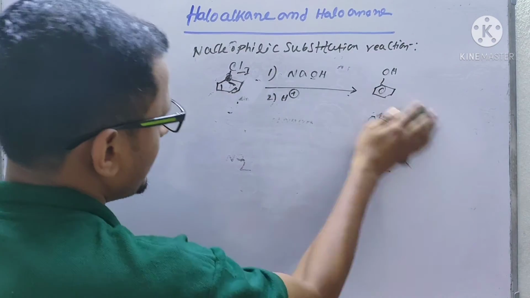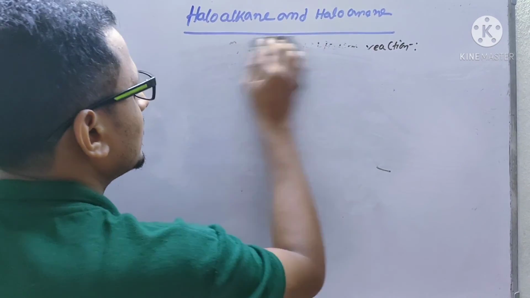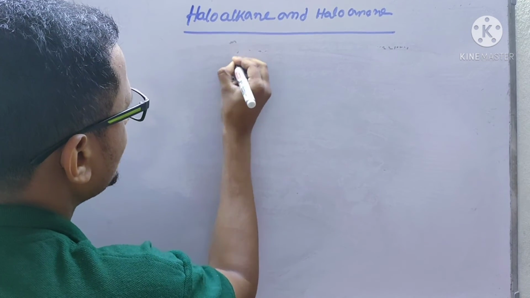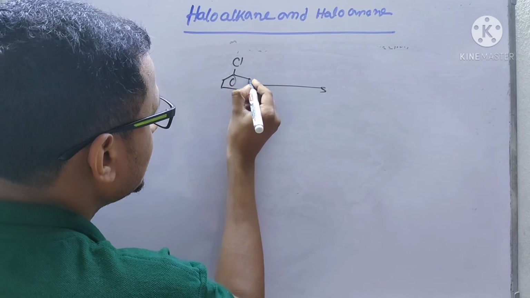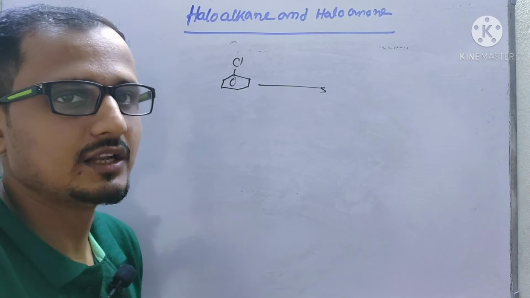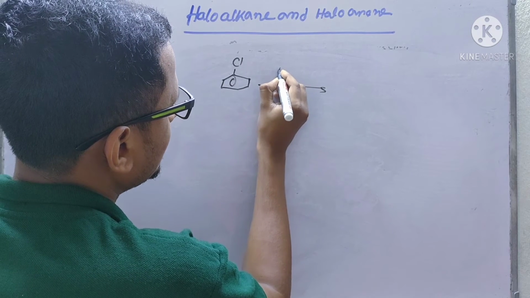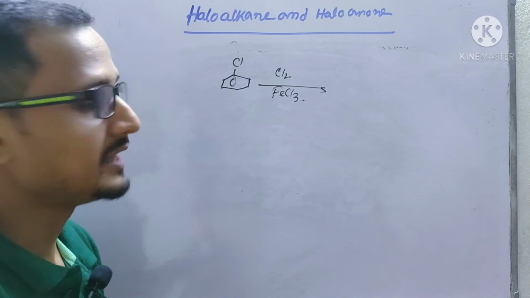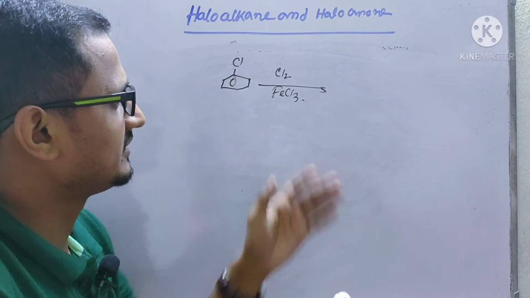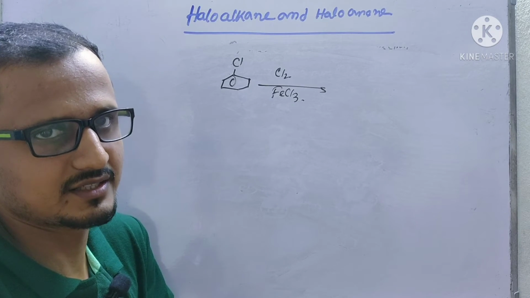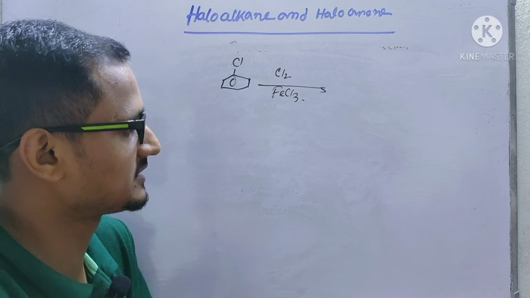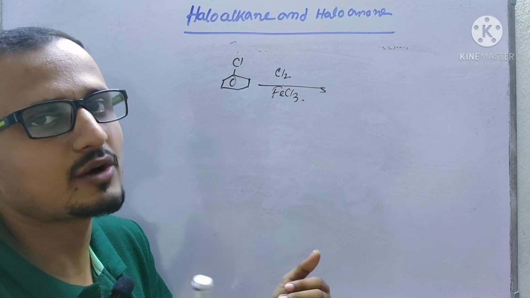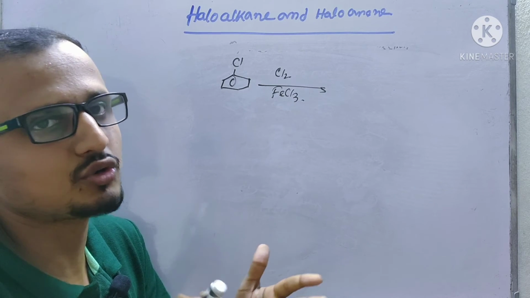Now these haloarenes like this chlorobenzene may react in electrophilic substitution reactions. Okay, now if you treat this one with chlorine in presence of FeCl3. Now as this chlorine is an electron withdrawing group, it is correct, but it is also an ortho-para orienting group. Okay, this is also an ortho-para orienting group.